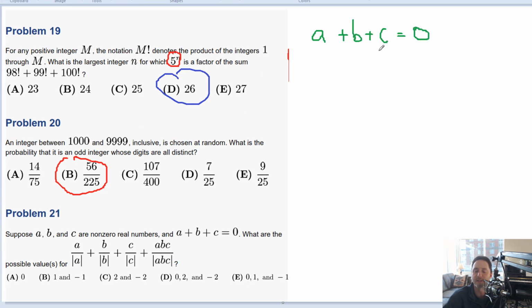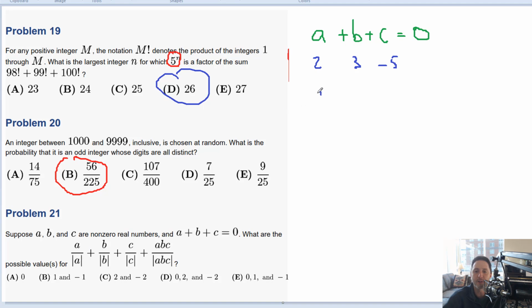Well, one of them has to be negative. For example, you could have 2, 3, then this would have to be -5. Something like that. Now let's just continue on with this case here. So just imagine we had A, B, and C be 2, 3, and -5. All right, so what would A over the absolute value of A be?